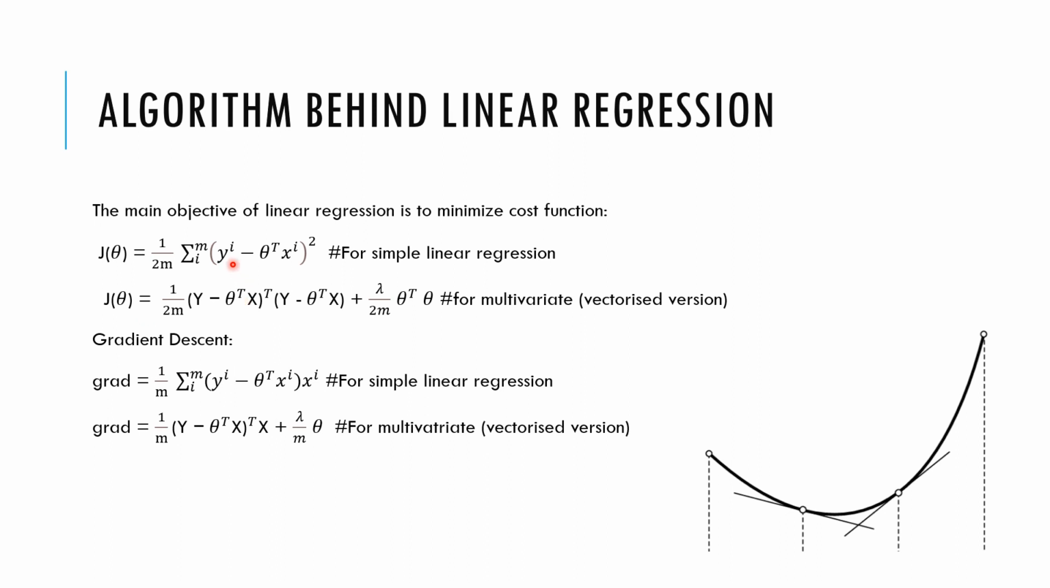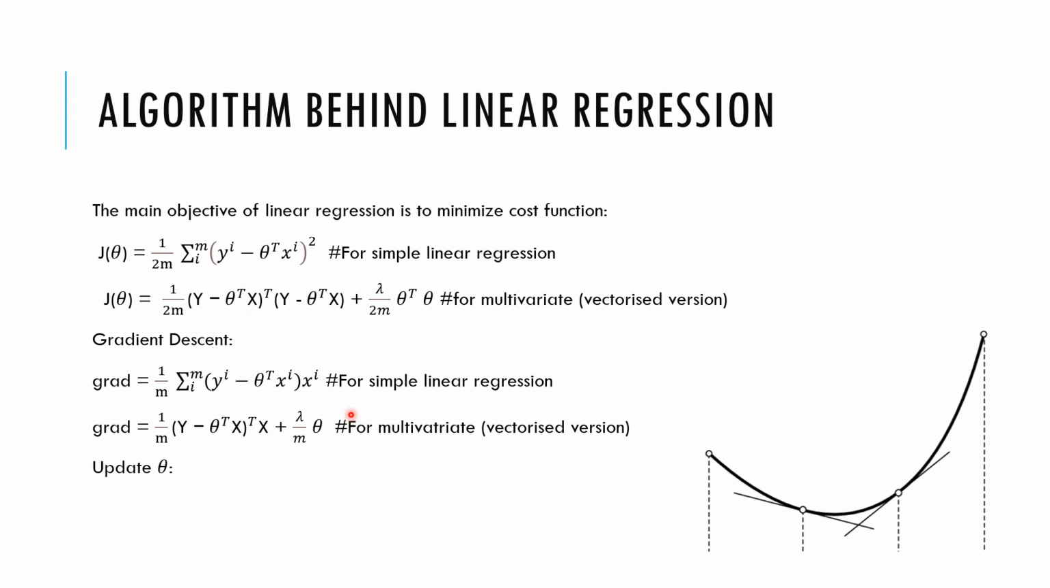The idea is to minimize the cost function. To minimize the cost function, we take the gradient of this, which is the partial derivative of this with respect to theta, and which is nothing but the slope of this function. And wherever the slope is 0, this gets minimized. That's what it is. Simple as that.